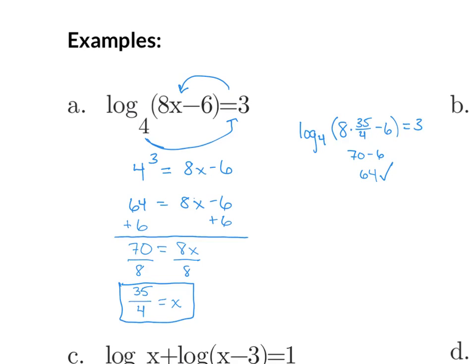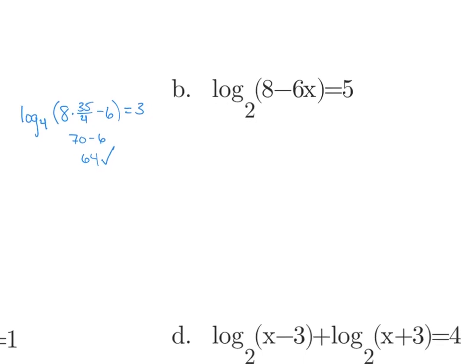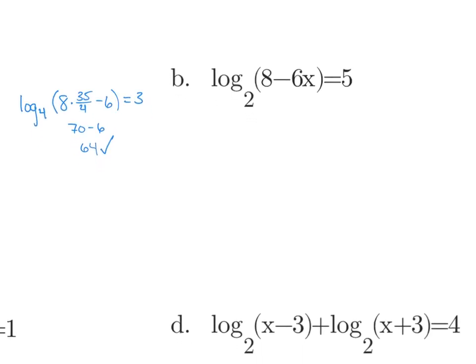Let's look at example B. Example B, we have log base 2 of 8 minus 6x equals 5. So if we go ahead and solve, we get 2 to the 5th equals 8 minus 6x. 2 to the 5th is 32. My right side stays the same. And then I can go ahead and finish solving.